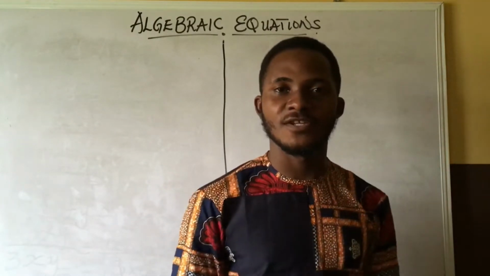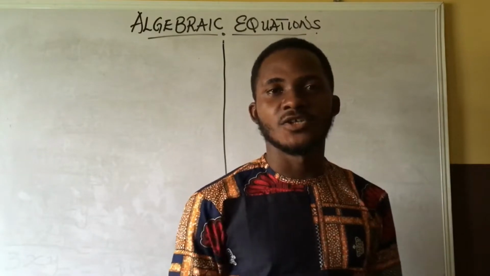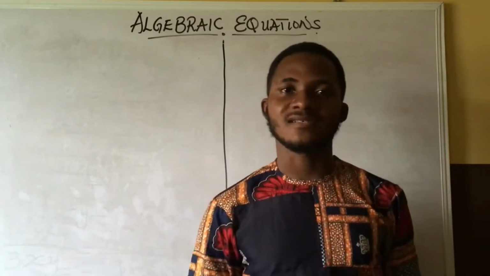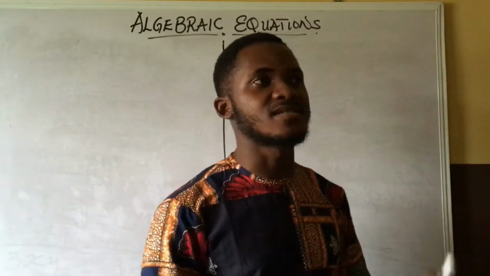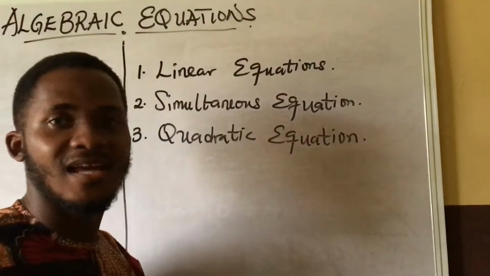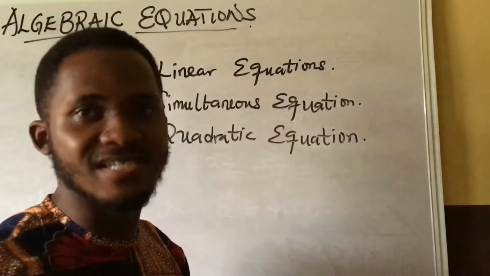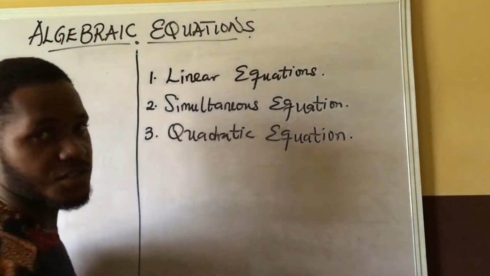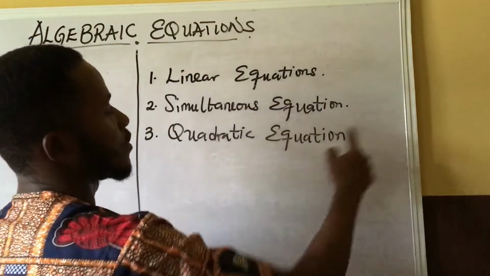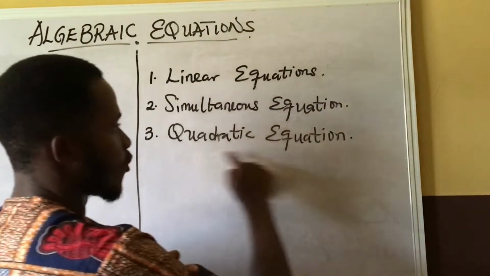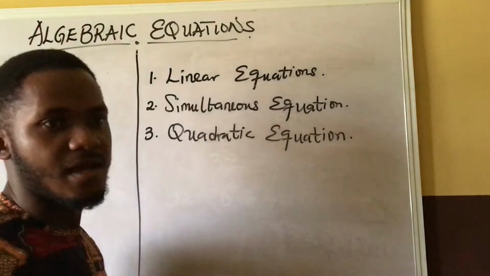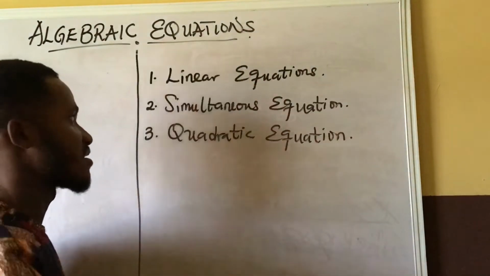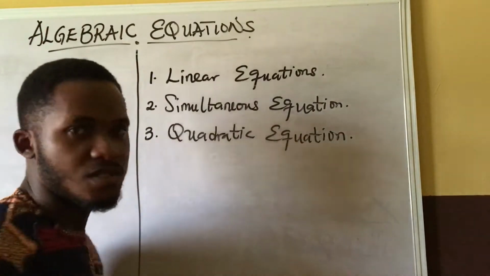In my previous video, I explained addition, subtraction, multiplication and division of algebra. But in today's video, we'll be looking at algebraic equations. I'd like you to know that there are three basic types of algebraic equation. The first one is linear equations, the second one is simultaneous equation, and the third one is quadratic equation. So in this class, I'm going to be taking you through only linear equation, while in my next class, we'll be looking at simultaneous equations.